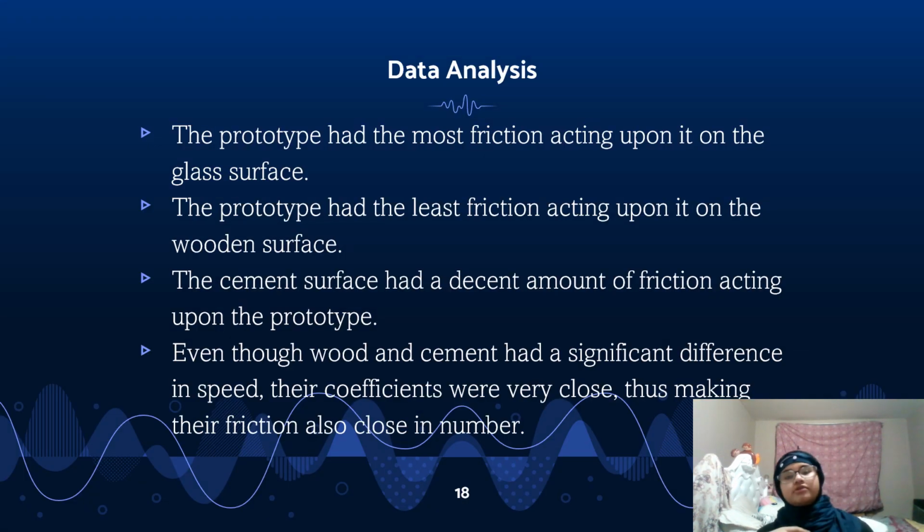Data analysis. So, like I mentioned earlier, most friction on the car was caused by glass surface, and the least friction was on the wooden surface. The cement surface had a decent amount acting upon it. Even though the wooden and cement surfaces had a significant amount of difference in speed, the coefficients that they had were very close in number, so when it was calculated into friction, their friction was close in number.